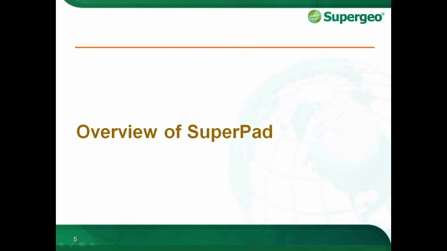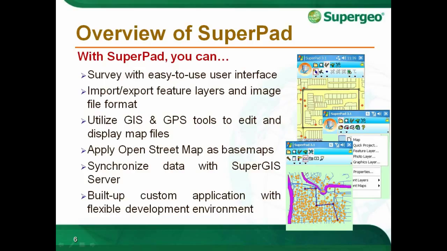Overview of SuperPad. You can use SuperPad to capture, edit, and view the data. The interface is simple and easy to use. You can import the vector layers and the raster data. SuperPad integrates with GIS and GPS technologies, so the surveyors can collect the data promptly, and it provides OpenStreetMap as your base map to easily recognize your current location. And you can access SuperGIS Server, reaching the layers to edit, and even synchronize the map files.